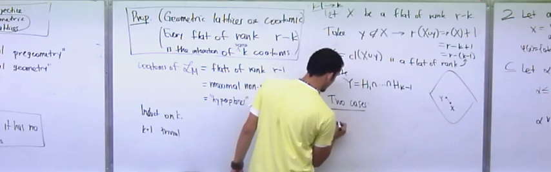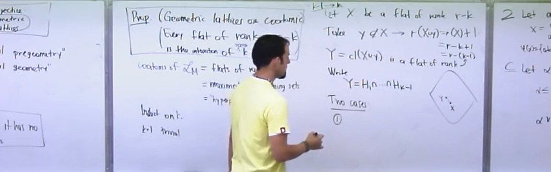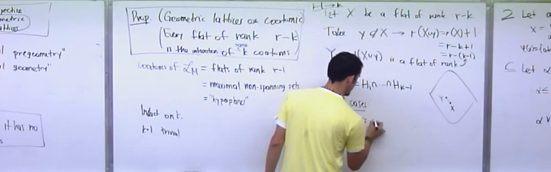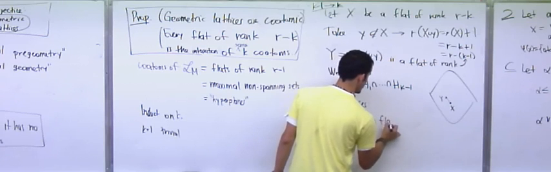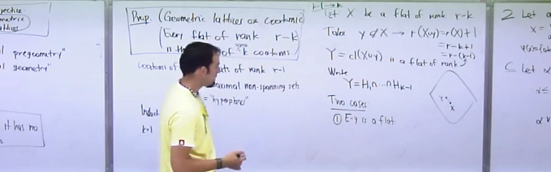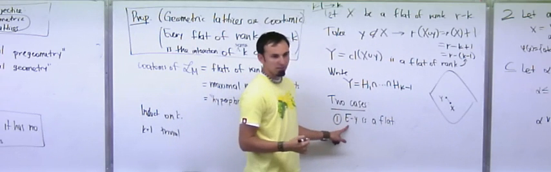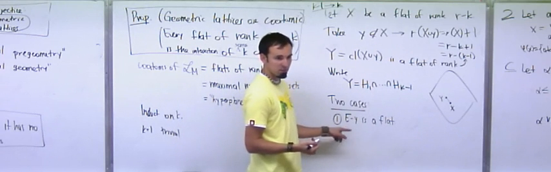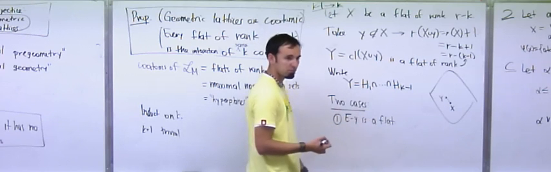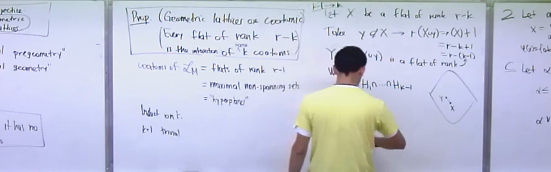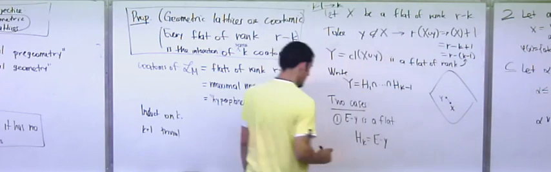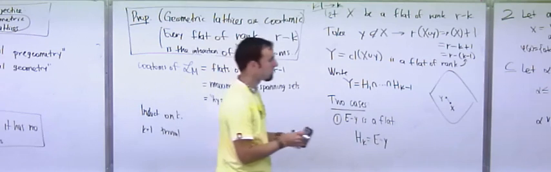write two cases. The first case is that E minus y is a flat. And the second case is that it's not. If E minus y is a flat, then it's a hyperplane, right? Because it's the whole set minus one thing. If it's a flat, it's maximal. So I'm going to define the k-th hyperplane to be E minus y.